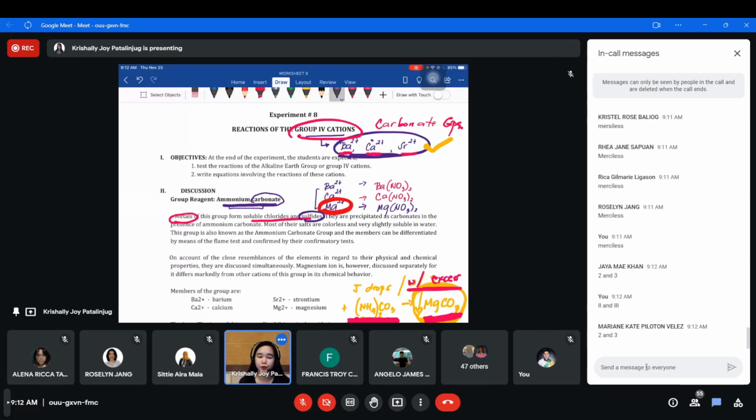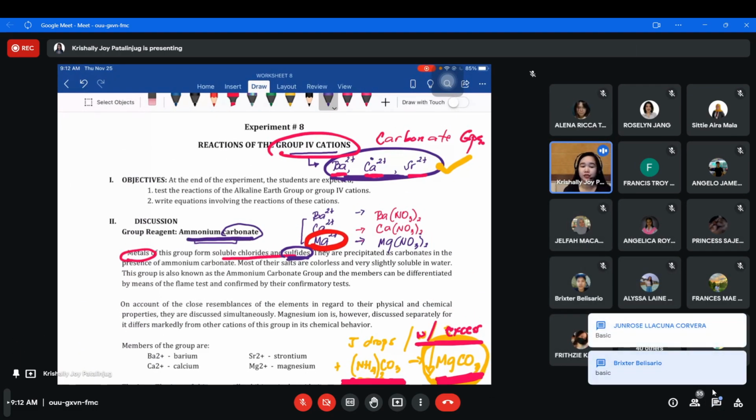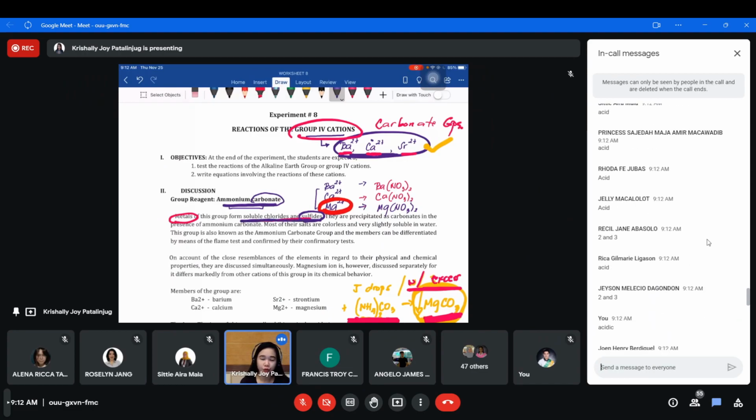O, kapag group 2 cations, at what environment? Acid or basic? Very good. Kapag group 2 cations ha, acidic yung environment ng sulfide. Kapag naman group 3 cation, basic yung environment ng sulfide. Okay? Kaya sabi dito, kapag group 4 cations, they do not form precipitate with chlorides or with sulfides.